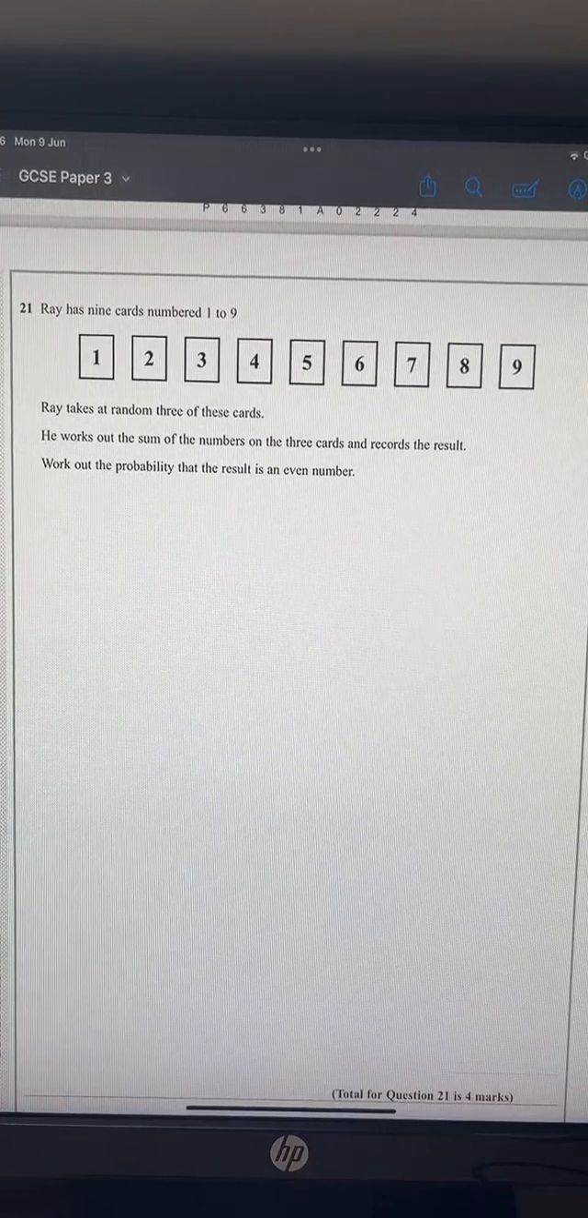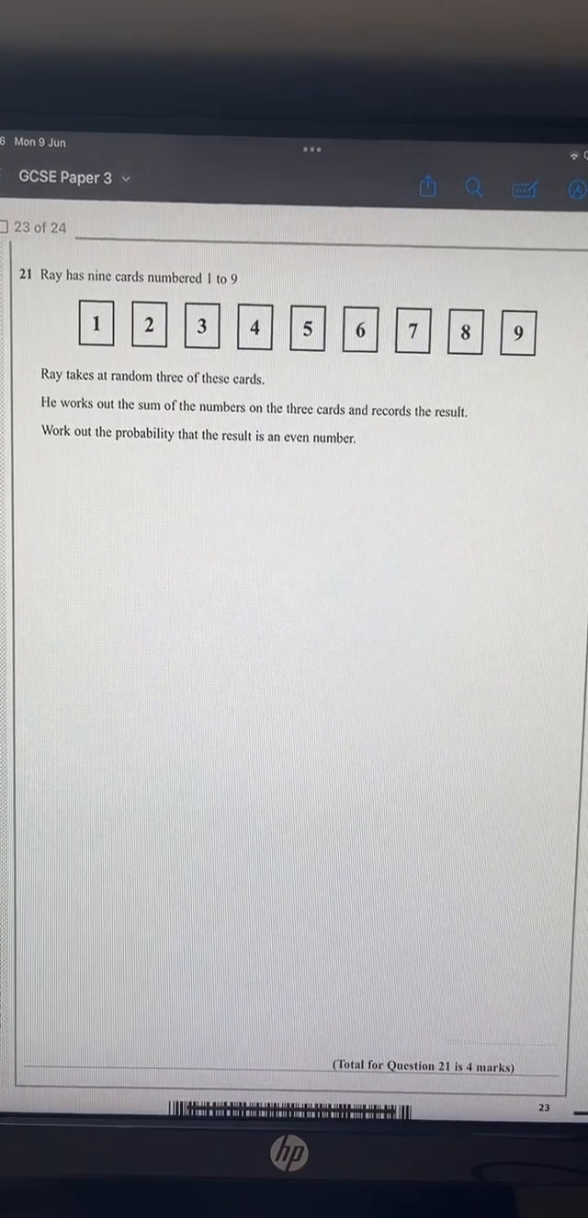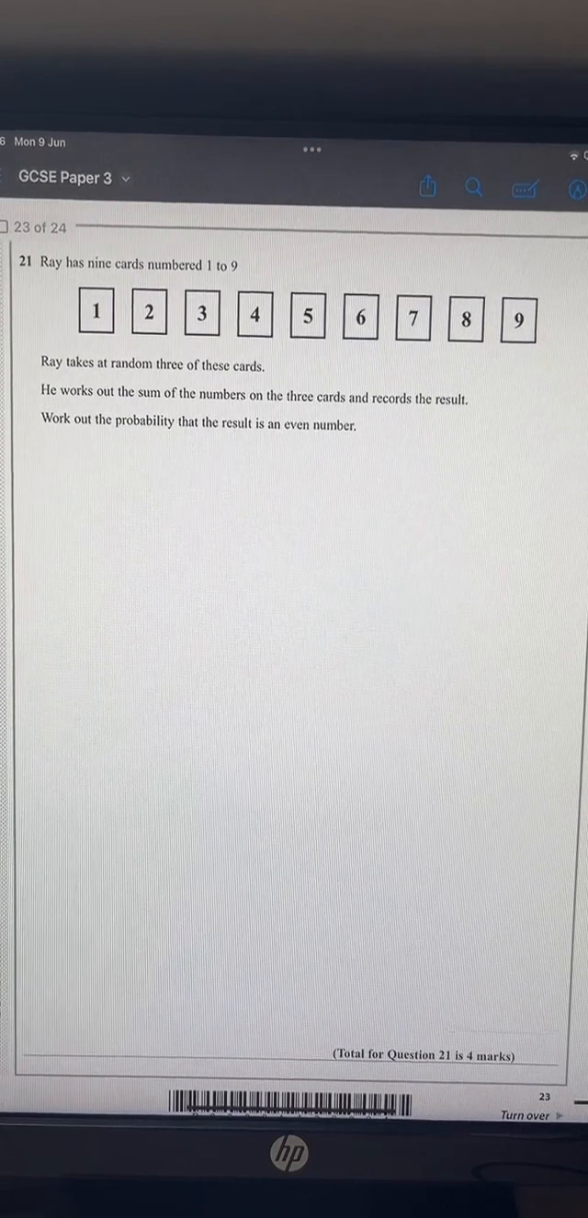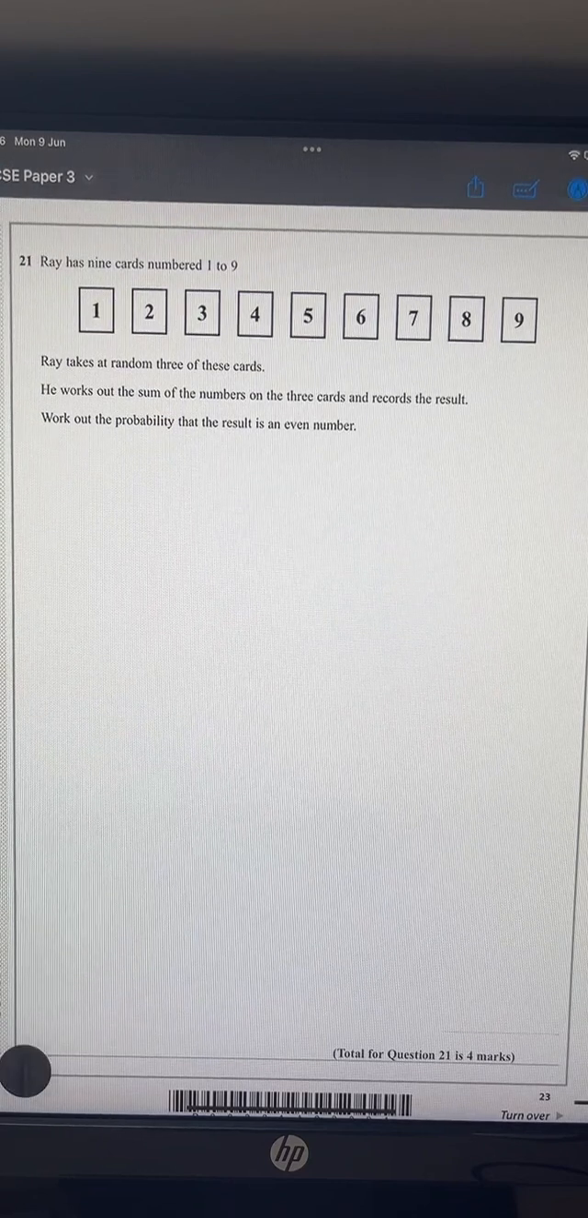Okay. Ray has 9 cards numbered 1 to 9. So this is actually the paper I sat when I did my GCSEs. And I didn't like this question because it was kind of weird. It was a left field question. So Ray has these cards. He takes at random 3 of them. He works out the sum.